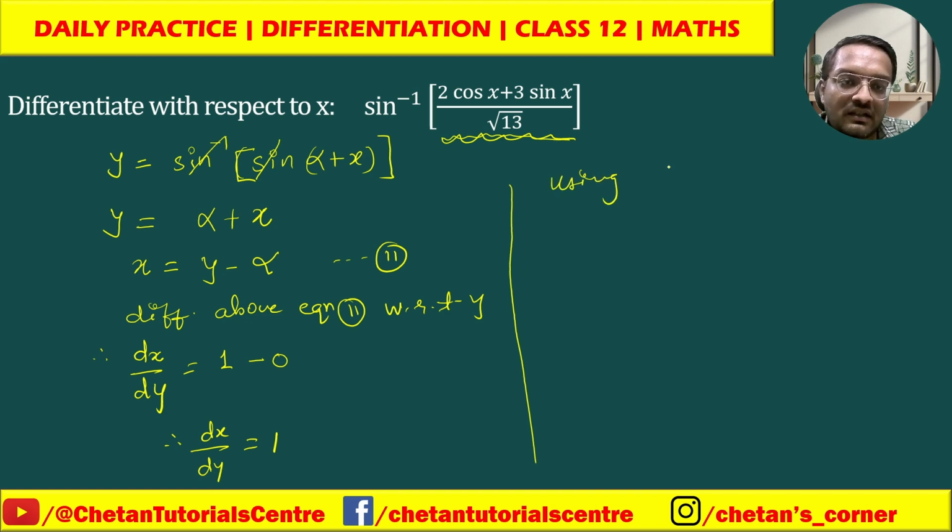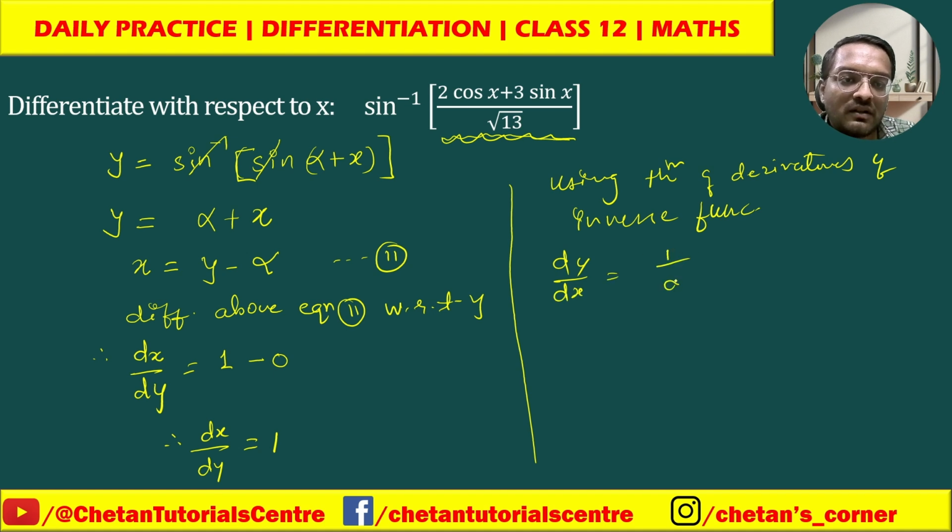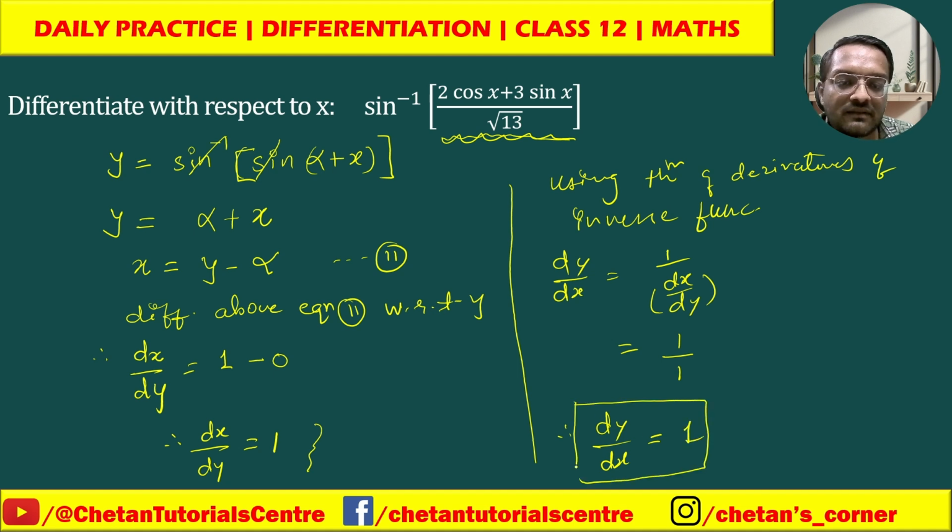Using the theorem of derivatives of inverse function, we get dy by dx is equal to 1 upon dx by dy. The value of dx by dy is 1, which I will put here. So 1 upon 1. Therefore, dy by dx will be equal to 1. So this is the required answer for this question.